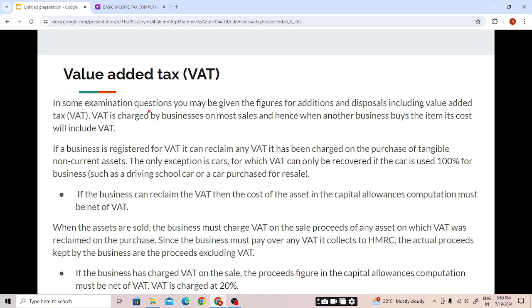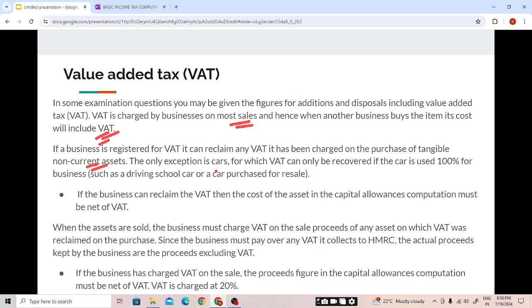In some examination questions, you may be given the figures for additions and disposal including value added tax. VAT is charged by business on most sales, and hence when another business buys the item, its cost will include VAT. If a business is registered for VAT, it can reclaim any VAT it has been charged on the purchase of the tangible non-current asset.